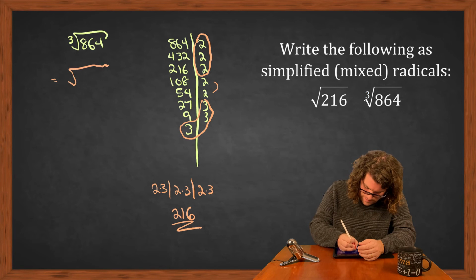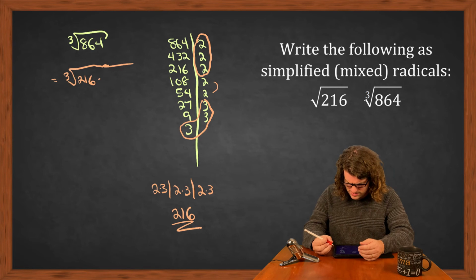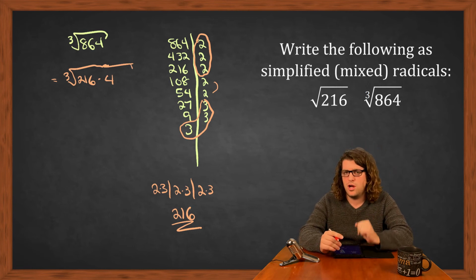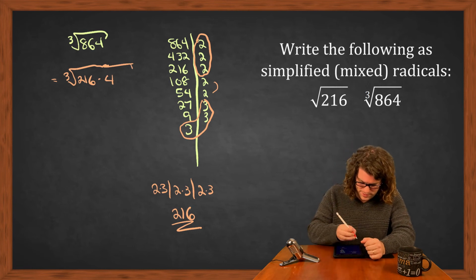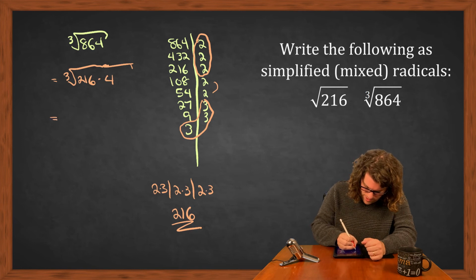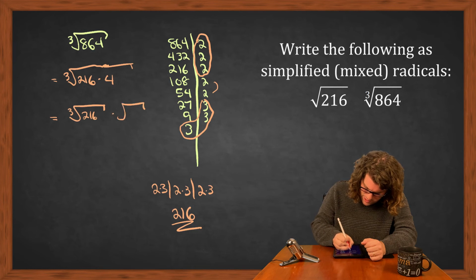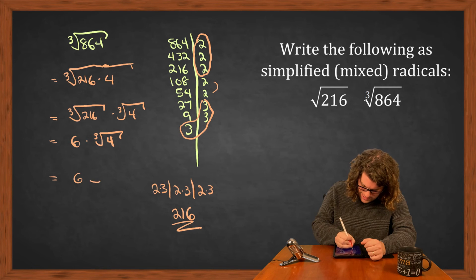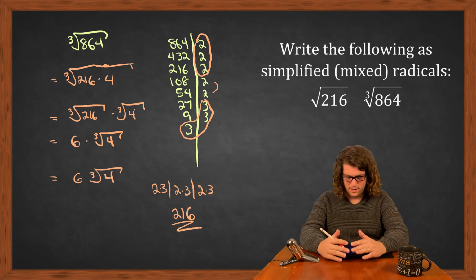The cube root of 216 times, I got to think. Oh yeah, it's 2 times 2, which is 4. Now, 4 is a perfect square. It is not a perfect cube, so it won't simplify any further for this cube root situation. What we can write in the end is that this is going to be the cube root of 216 times the cube root of 4. 216 has a nice cube root, that is 6. The cube root of 4 is stuck inside of the radical. So in the end, we have 6 cube root of 4 as our final simplified answer.